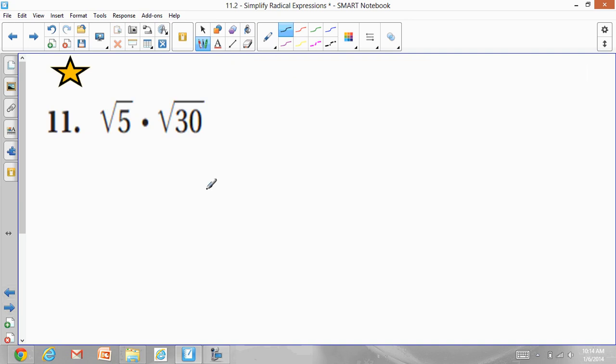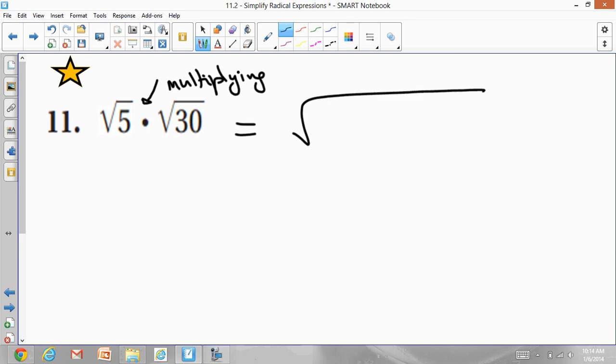Copy question number 11. Now one key important thing you have to understand is you have a square root of 5 and a square root of 30. The dot implies you are multiplying. So this is one scenario you have to understand. If you have a radical expression and another radical expression and you are multiplying, then the first step is you can bring all of them inside.